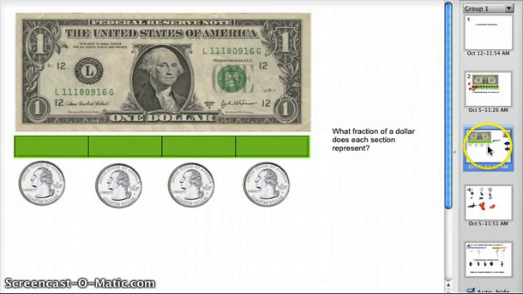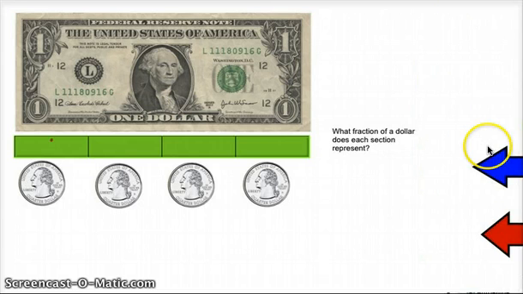There are 4 quarters in a dollar, so each quarter is 1/4 of a dollar. If you think about the relationship between money and fractions and decimals, it can help you to understand them. A quarter is 25 cents. If we were reading that as a decimal, we'd say 25 hundredths. There's 100 cents in a dollar. A quarter is 25 hundredths.